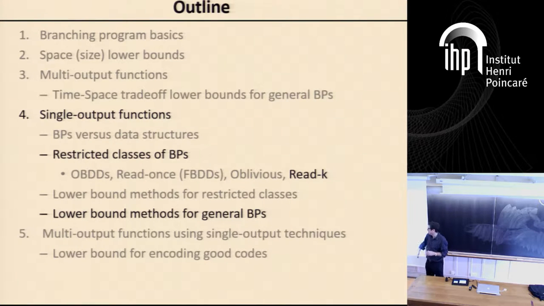We looked at many of these restricted classes of branching programs. There's one class, read-k, which turns out to be important historically and motivated a lot of the methods we're going to talk about. But what I'm going to focus on today for this third part are lower bound methods that work for general branching programs for computing single output functions, including some applications to data structure problems.